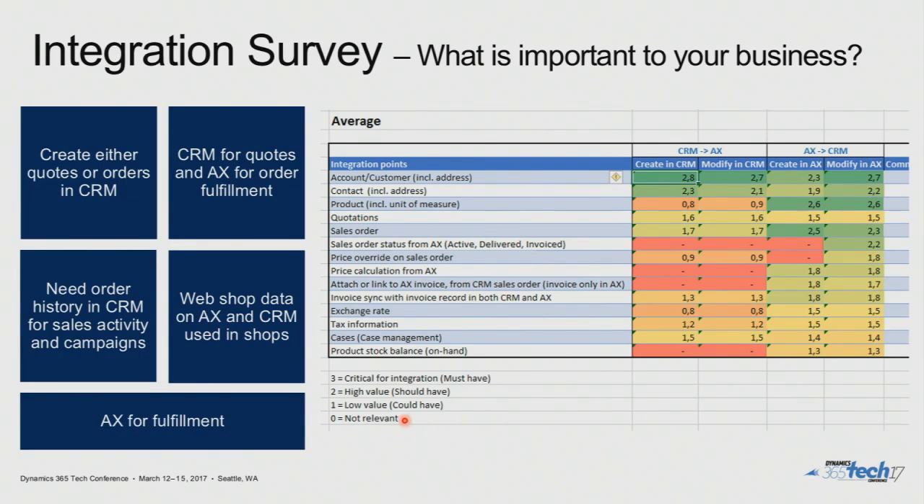1 was a low value, and 0 was what's not relevant. They didn't care about it at all. What you're seeing here is the average of the scores that we got back. So we asked them about integration from CRM to AX and from AX to CRM. And then we split it up into create records and modify records in CRM and in AX.